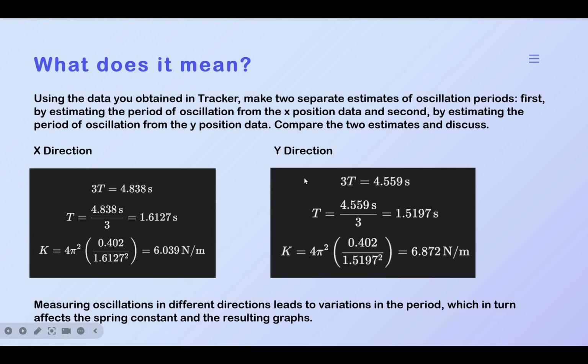Then the second question: using the data I obtained in Tracker, make 2 separate estimates of oscillation periods, then compare the 2 estimates and discuss. My answer is, using the data obtained from Tracker, I calculated the oscillation period separately for the x and y direction. The period for the x direction was slightly longer than that for the y direction, resulting in different spring constants for each direction. This indicates that measuring different directions can produce variations in the period, affecting the spring constant and the shape of the resulting graphs.